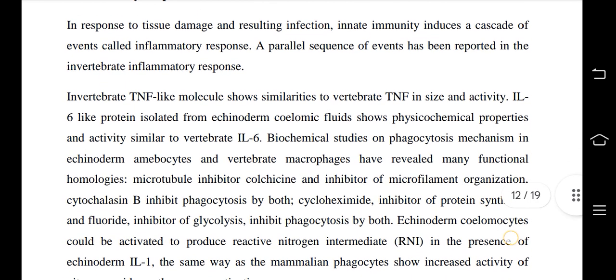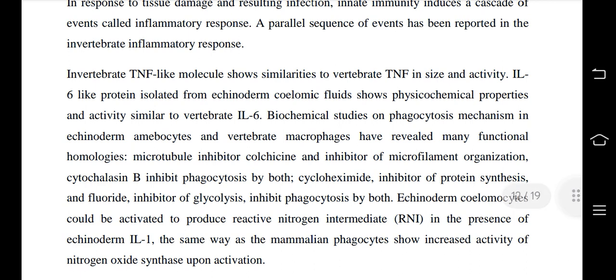Biochemical studies on the phagocytosis mechanism in echinoderm amoebocytes and vertebrate macrophages have revealed many functional homologies, like colchicine, a microtubule inhibitor, and cytochalasin B, an inhibitor of microfilament organization, inhibit phagocytosis in both. Cycloheximide, an inhibitor of protein synthesis, and fluoride, an inhibitor of glycosylases, inhibit phagocytosis in both. Echinoderm coelomocytes could be activated to produce reactive nitrogen intermediates (RNI) in the presence of echinoderm IL-1, in the same way as mammalian phagocytes show increased activity of nitric oxide synthase upon activation.